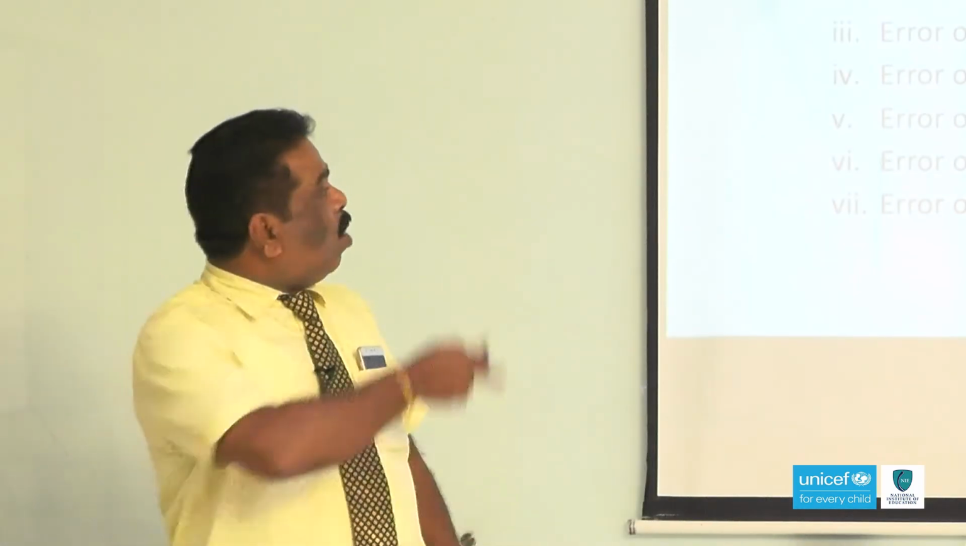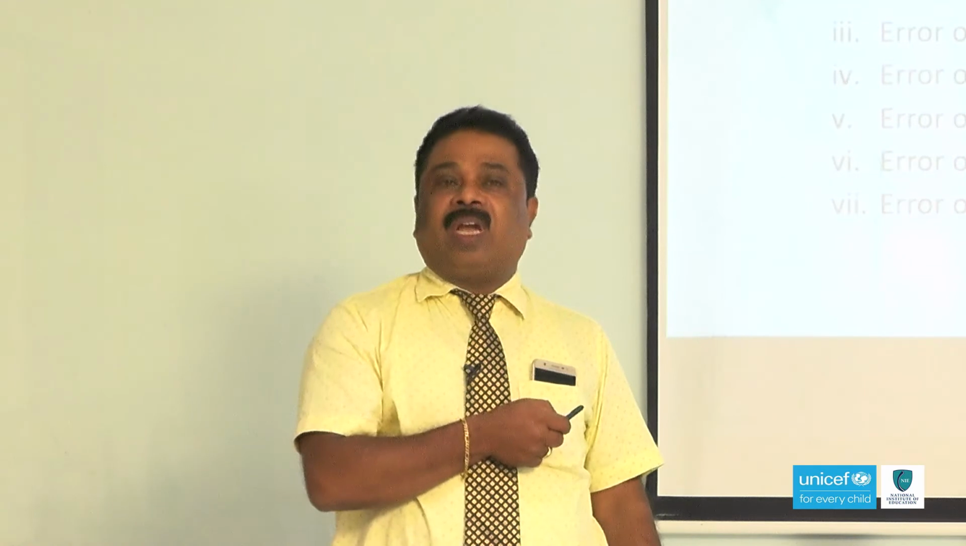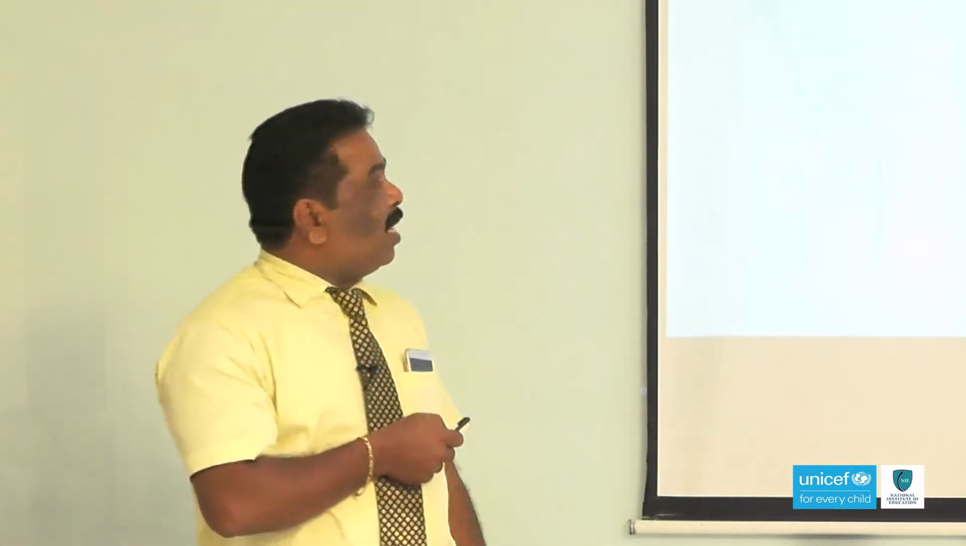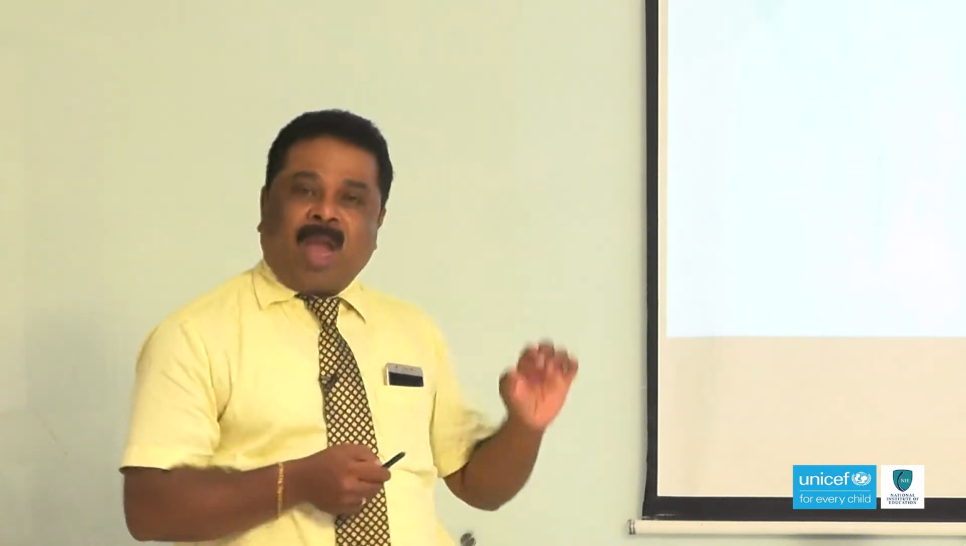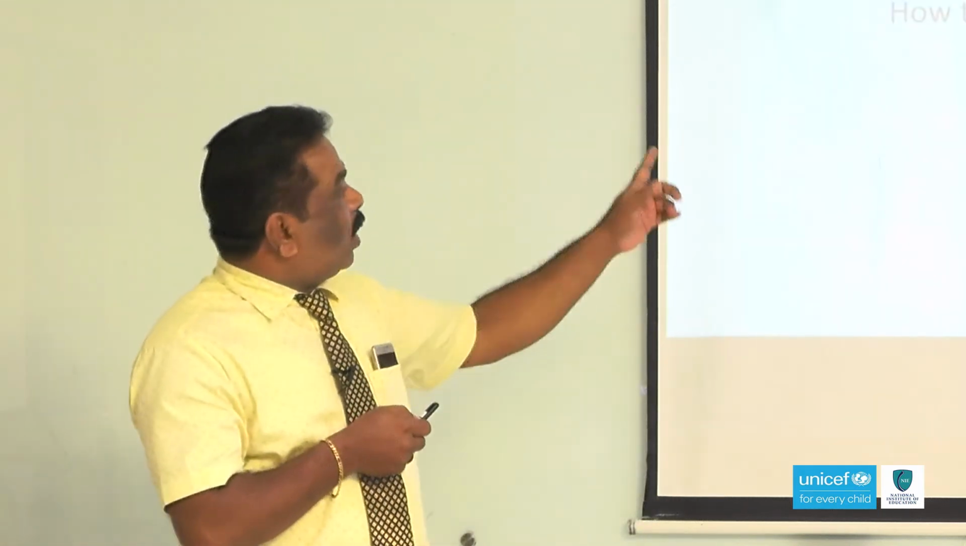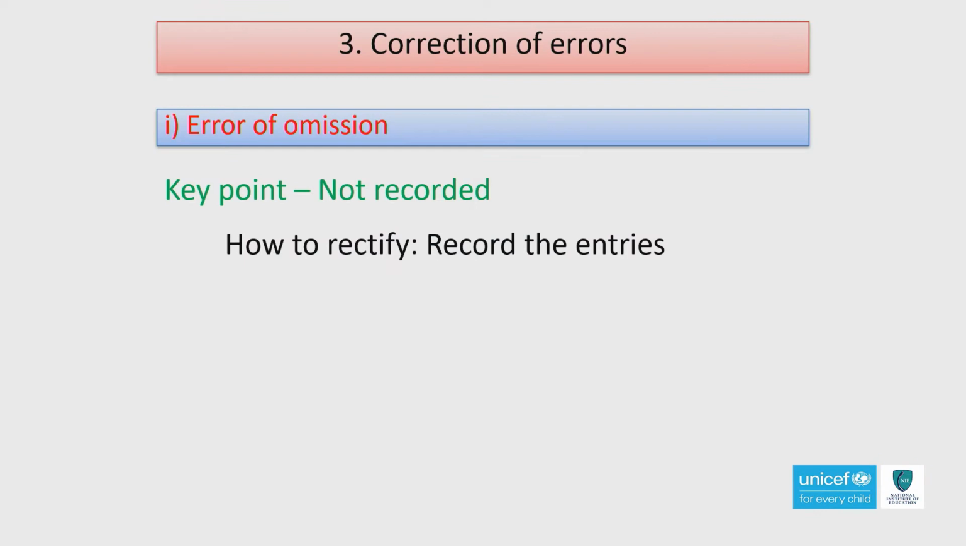Now, let me come one by one. First, let us look into the error of omission, how to identify it and how to rectify it. The key point to identify it is that it is not entered. If any transaction or any account is not entered, we name it an error of omission. How to rectify it? Just record the entries, I mean the double entry for the particular transaction. If one account is not recorded, just record that particular entry, whether it should be debited or credited.